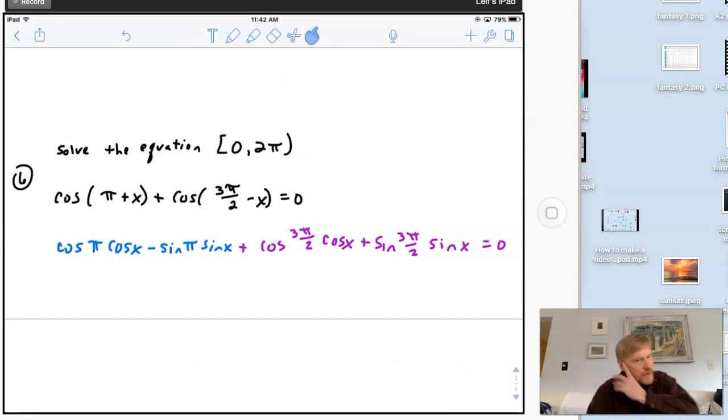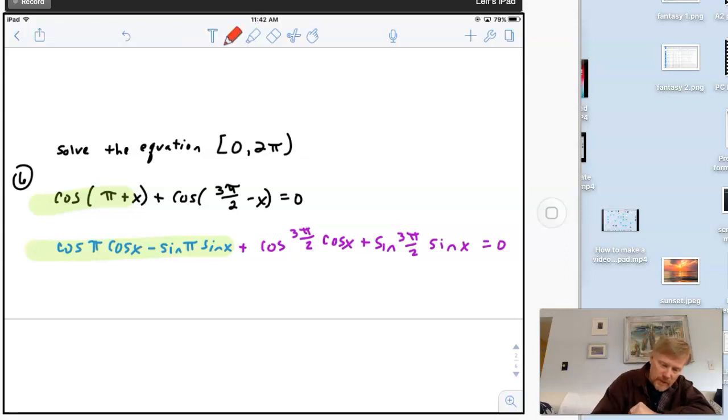All right, this one, solve the equation between 0 and 2 pi for the cosine of pi plus x plus the cosine of 3 pi over 2 minus x. So this has really got two things. I did it in two different colors here. Here's this one, which is in blue, and then the other one is in purple. So I just did the sum and difference formulas for the cosine there. Now let's take a look at what we got.